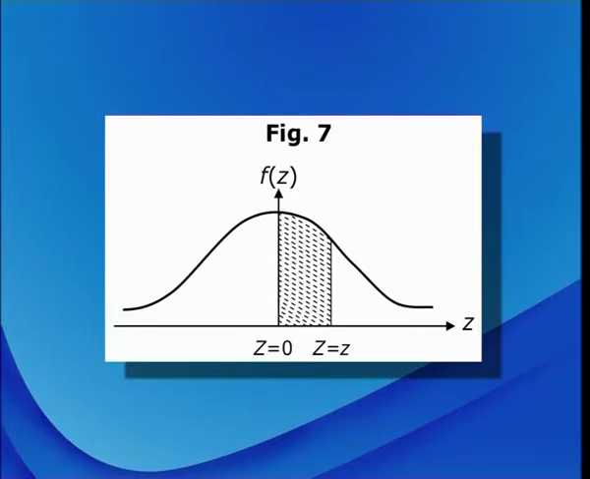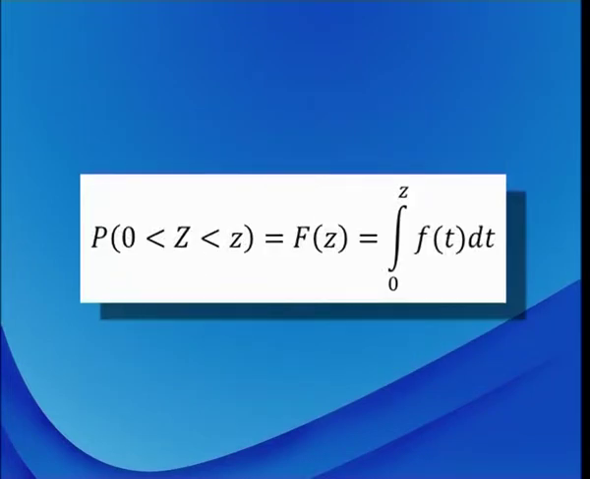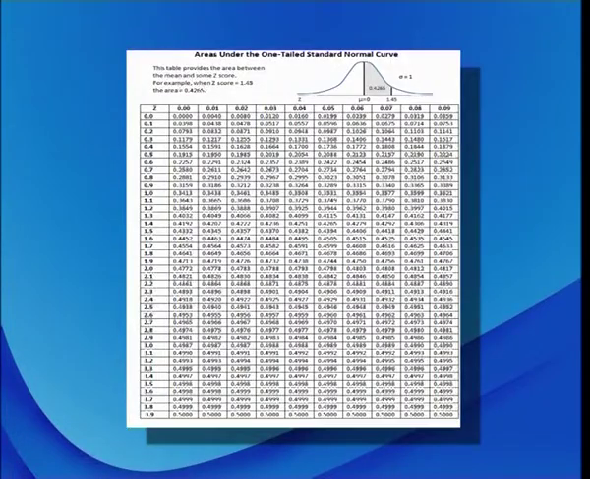As the area under a normal curve represents the probability, the function F(z) represents the probability when the variable Z, capital Z, varies from 0 to small z. Probability of 0 less than Z less than z equals F(z), which is equal to the integral from 0 to z of f(t) dt. The standard normal table gives the area under this curve, corresponding to the probability of 0 less than Z less than z, for values of z varying from 0 to 3.99.